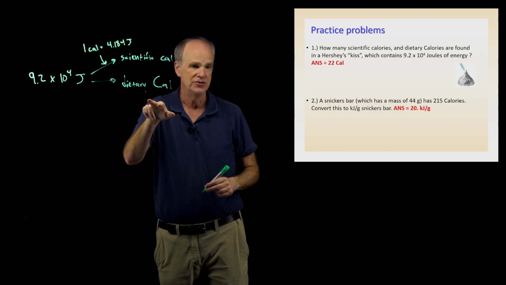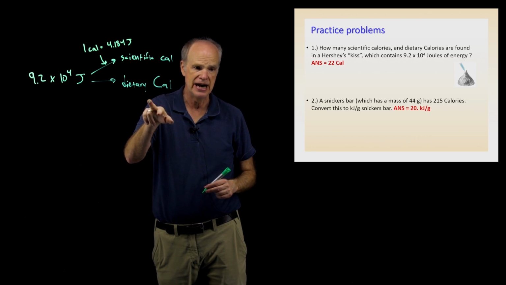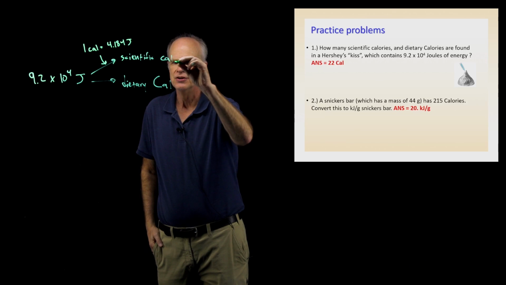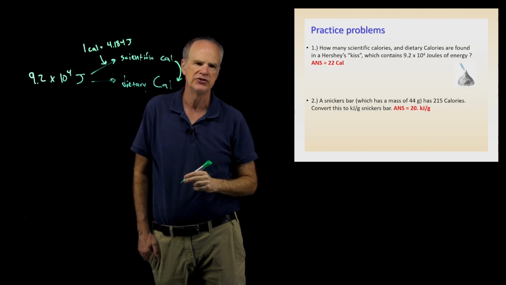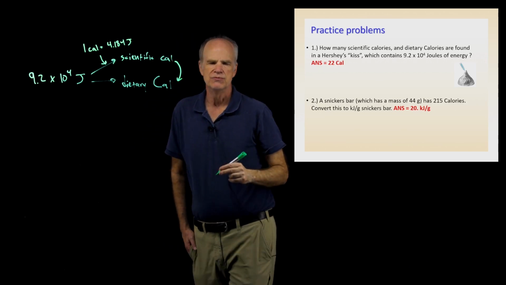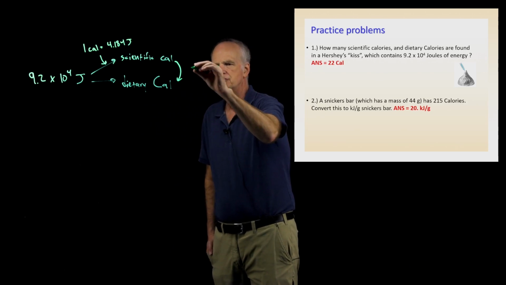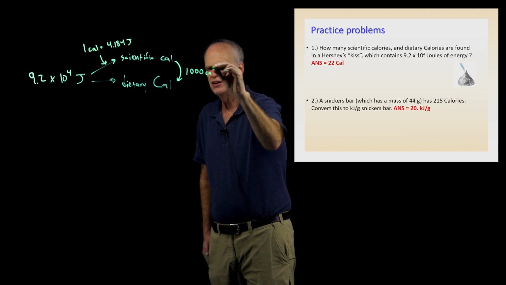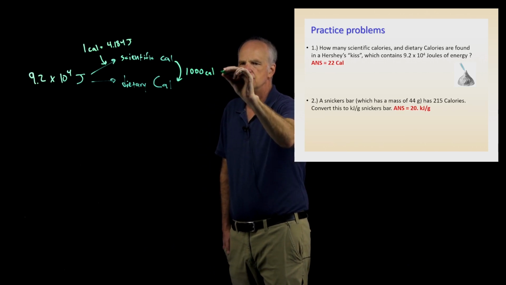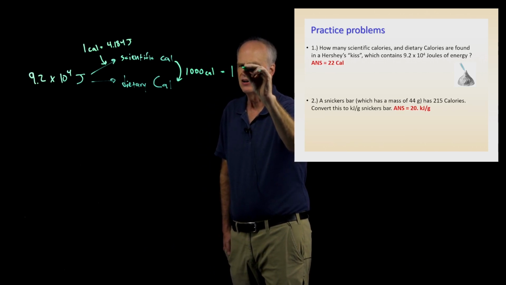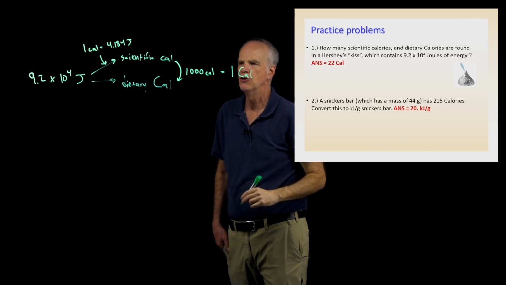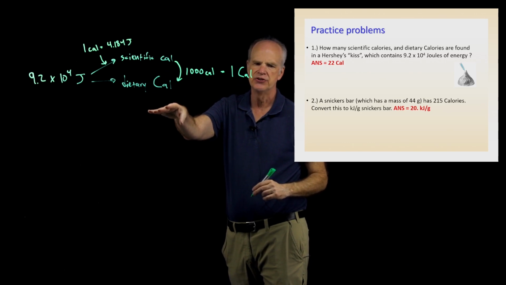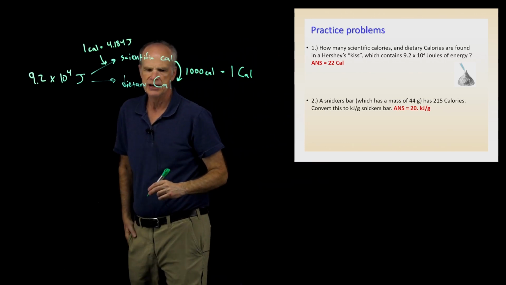But then we also want dietary calories. So how do we do that? Well, what you have to do is you have to know the conversion between scientific calories and dietary calories. What you'll probably have to know for the test is that there are 1,000 scientific calories, little CAL, in one dietary calorie, capital CAL. And so from that conversion, you should be able to get any kind of scientific calories into dietary calories. And so let me go ahead and solve the problem.